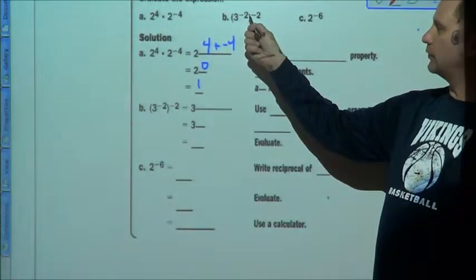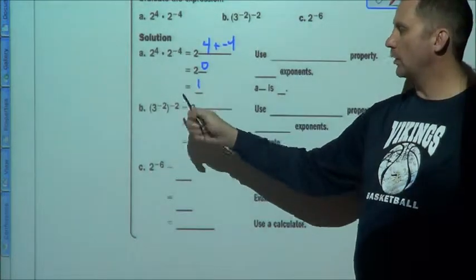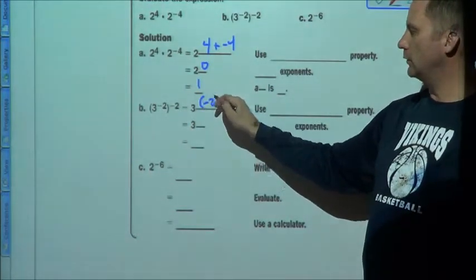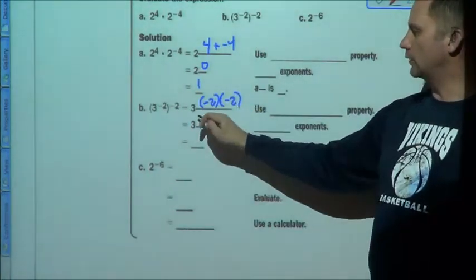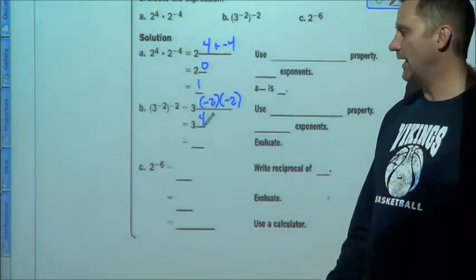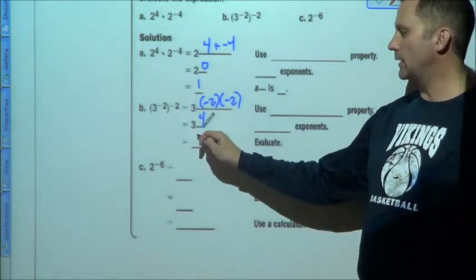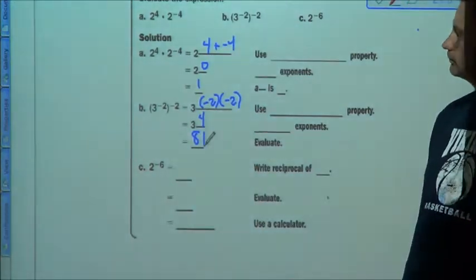Okay, in 8.1 we also learned when you raise a power to a power, you multiply the exponents. So 3 to the negative 2 to the negative 2, we're going to multiply those exponents, which means negative 2 times negative 2, which is 4. And now we don't have a negative exponent at all. 3 to the 4th power is going to be 81.